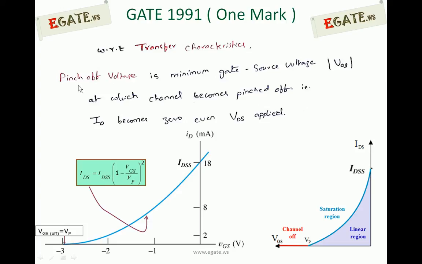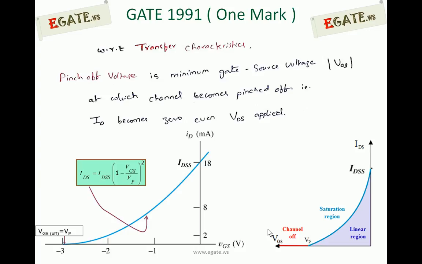So we can define pinch off voltage as the minimum gate to source voltage. Look at the symbol, modulus of VGS. So if VGS is minus 3, that is the minimum; you can apply more than that, minus 4, minus 5, in that way. Pinch off voltage is the minimum gate to source voltage at which the channel becomes pinched off, that is, the drain current becomes 0 even when VDS is applied. Remember that. This transfer characteristic can be classified into 3 regions: cutoff region, linear region and saturation region. Above this point it is saturation, below this it is the linear region, and after the pinch off voltage it is cutoff.